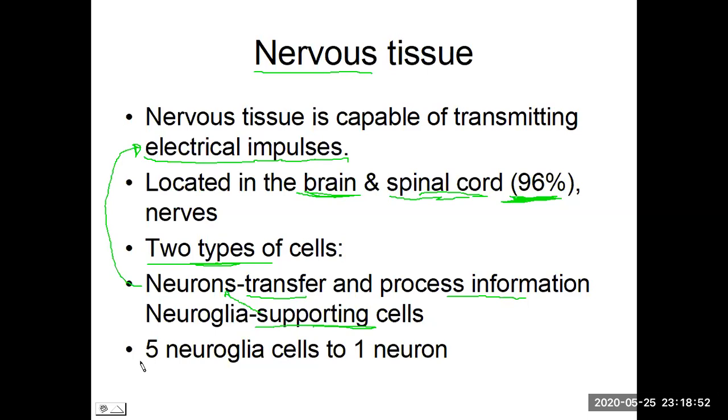And then finally, you see the ratio. The neuroglial cells are more common. So truly, a neuron is covered and surrounded by various types of neuroglial cells. And again, we'll get more about this tissue category once we study the nervous system.